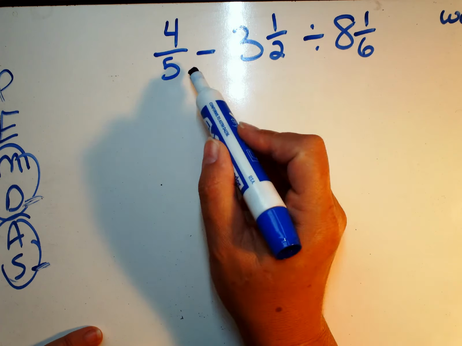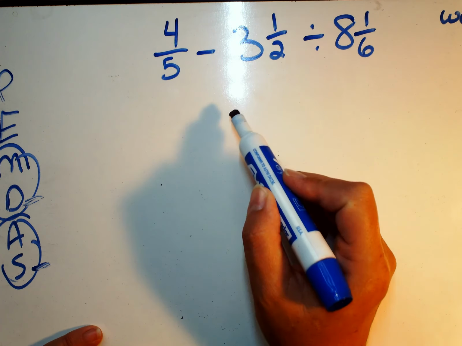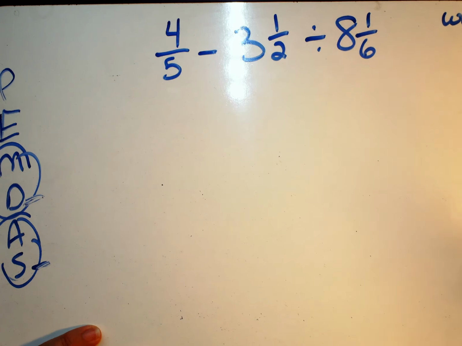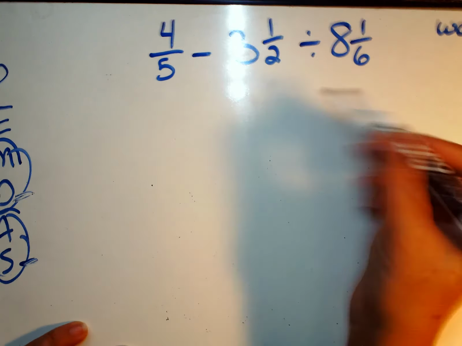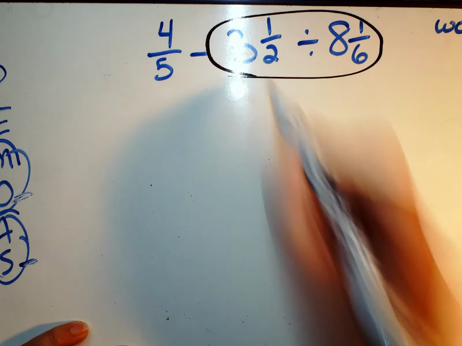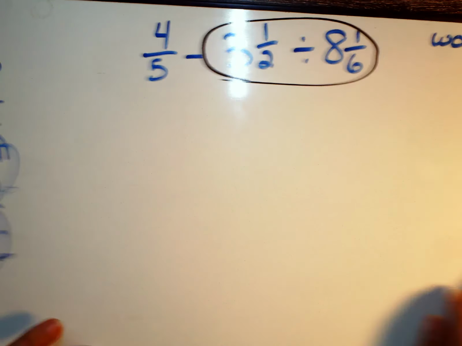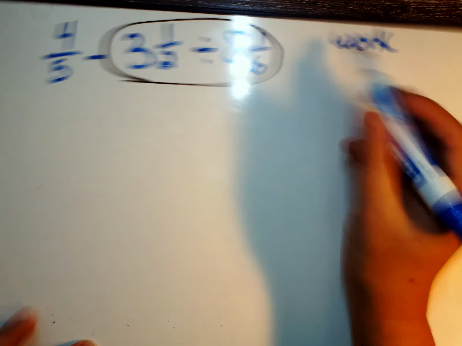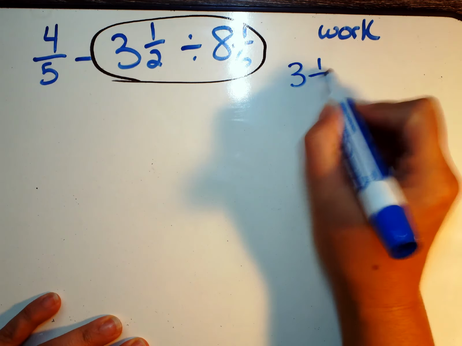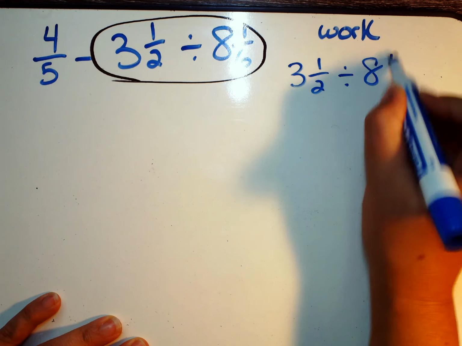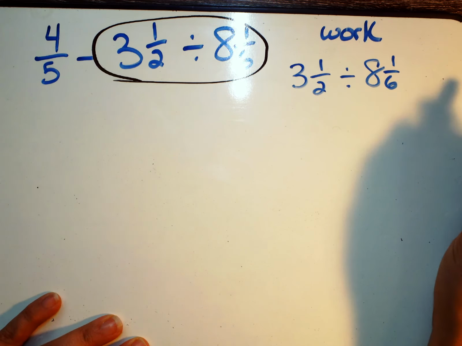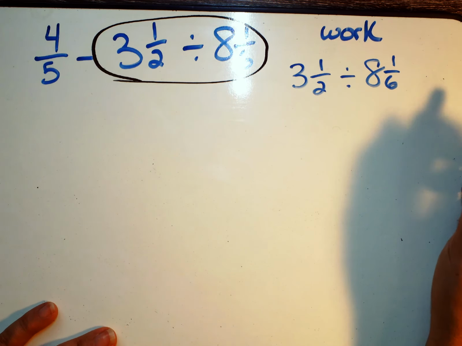But since 4/5 is first, you have to make sure you keep 4/5 here, okay? And you'll understand that in a minute. So 3.5 divided by 8 1/6 is what we want to do first. So we're going to go to our work, and we're going to do 3.5 divided by 8 1/6. So we need to change our mixed numbers to improper fractions.